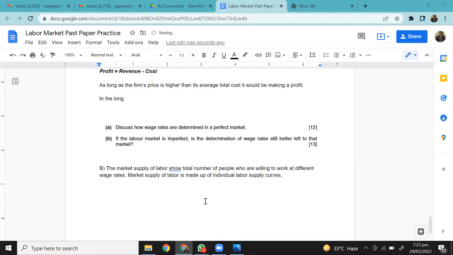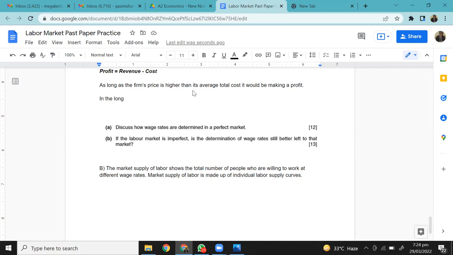Now the idea is, sure, I'll share both the AS and the A2 notes with you. You don't need to worry about that. Now the market supply of labor shows the total number of people who are willing to work at different wage rates. The market supply of labor is made up of individual labor supply curves.